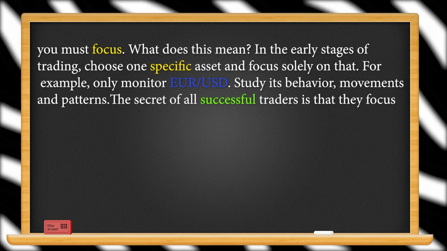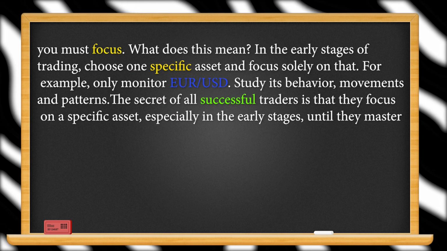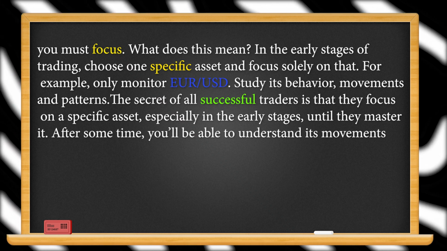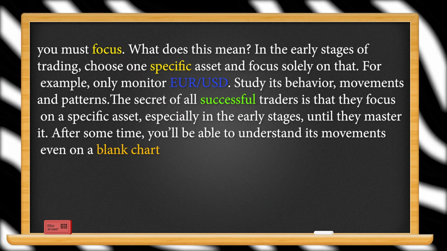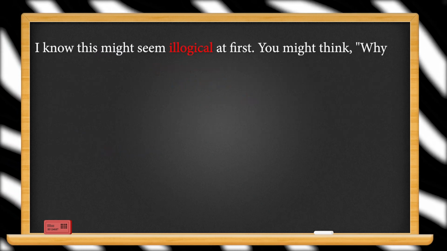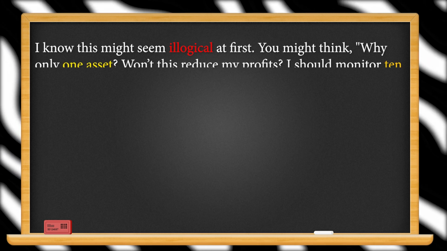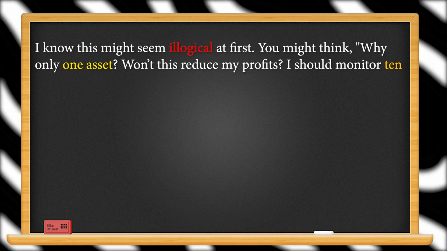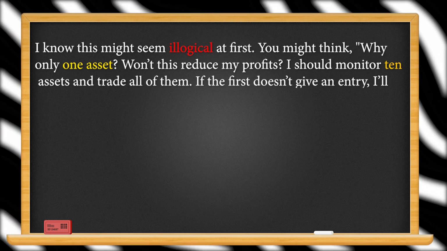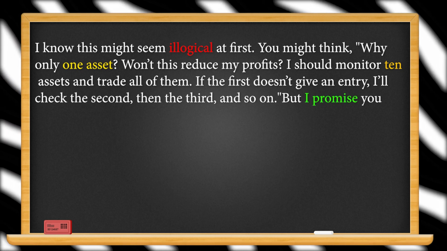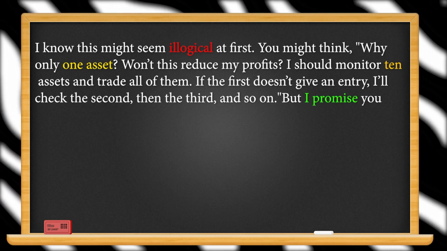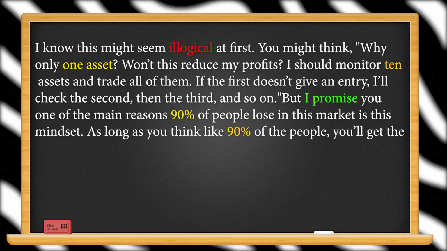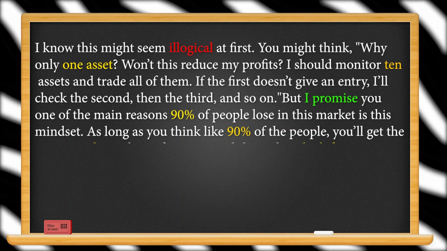The secret of all successful traders is that they focus on a specific asset, especially in the early stages, until they master it. After some time, you'll be able to understand its movements even on a blank chart. I know this might seem illogical at first. You might think, why only one asset? Won't this reduce my profits? I should monitor 10 assets and trade all of them. If the first doesn't give an entry, I'll check the second, then the third, and so on. But I promise you, one of the main reasons 90% of people lose in this market is this mindset. As long as you think like 90% of the people, you'll get the same results as them.